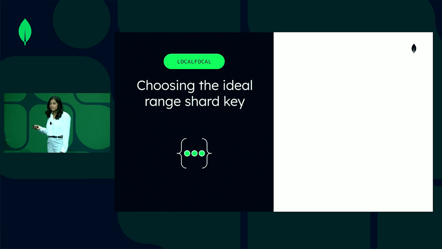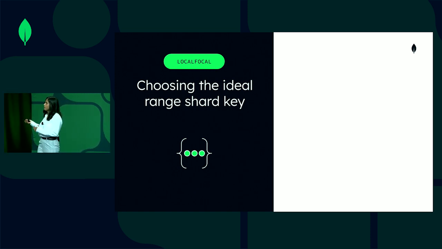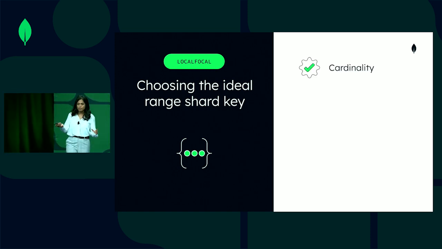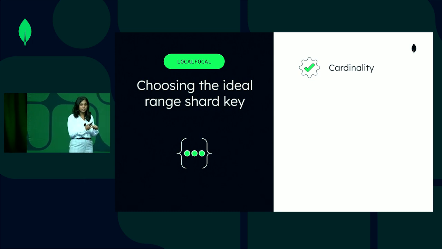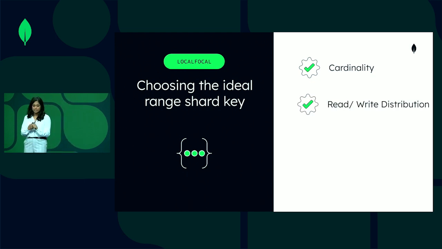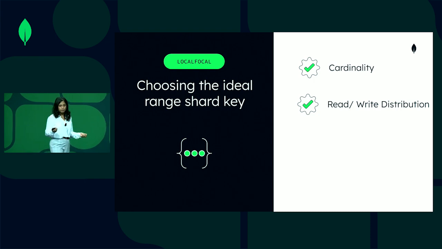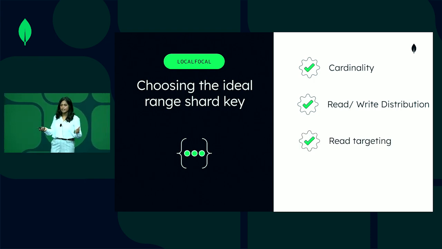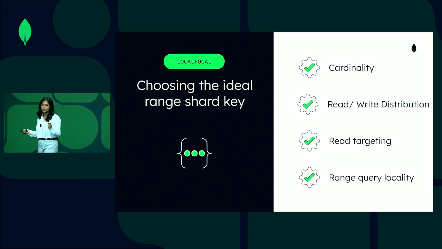So let's see what actually comprises the ideal range shard key. If you have a good shard key, you've made sure that it's cardinal. It hits this cardinality criteria, which we'll be taking a look at. Then the second is the read-write distribution. Third one is read targeting, and the fourth one is range query locality.